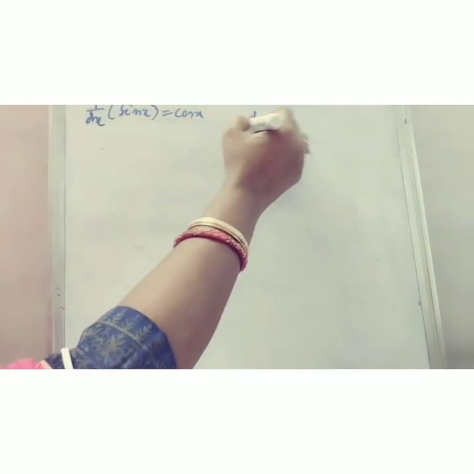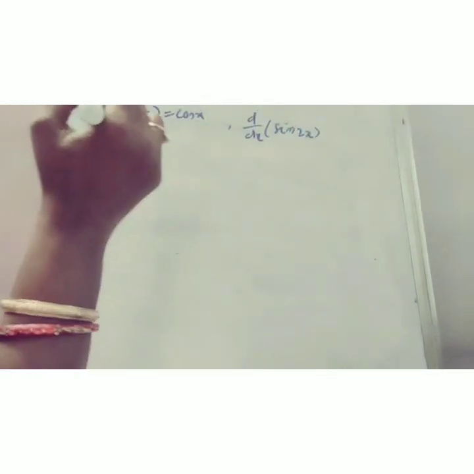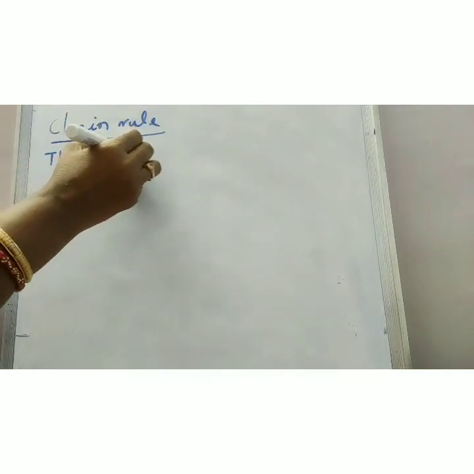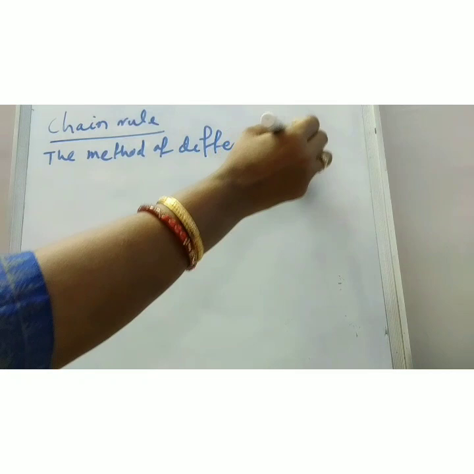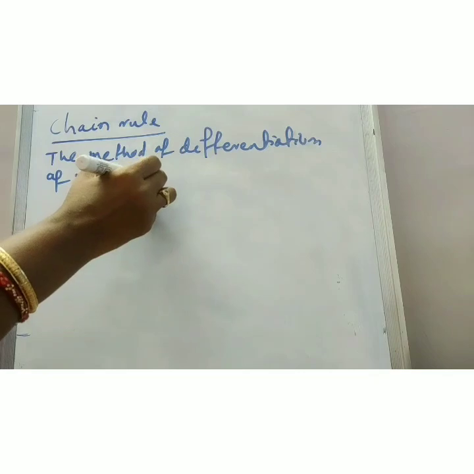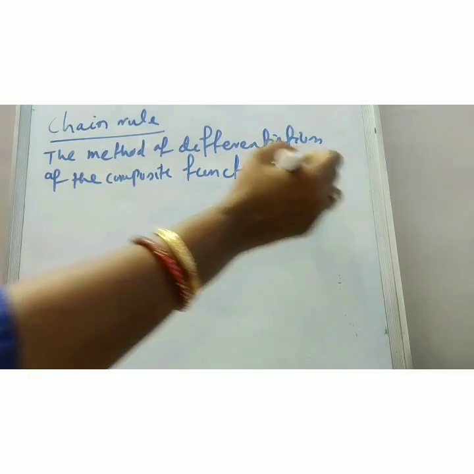But how to differentiate d by dx of sin 2x? Here sin 2x is not an ordinary function, it is a composite function. Now how to differentiate this? Now let us discuss an important rule which is called the chain rule. The method of differentiation of composite functions is called the chain rule.